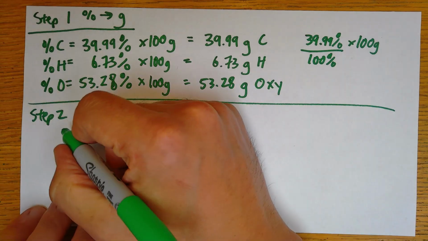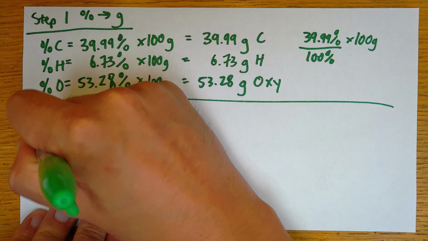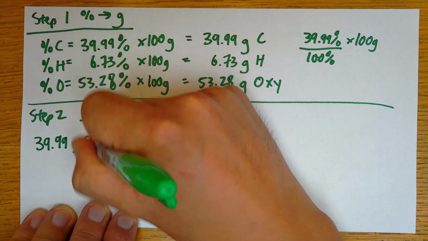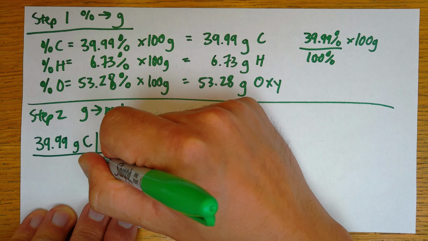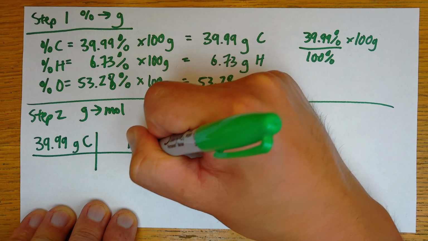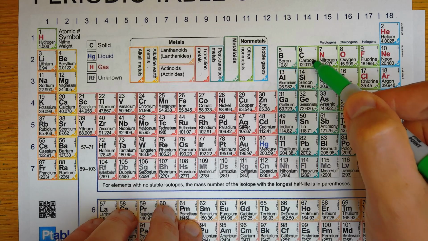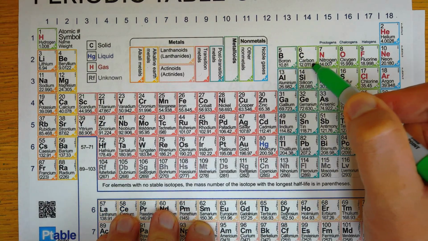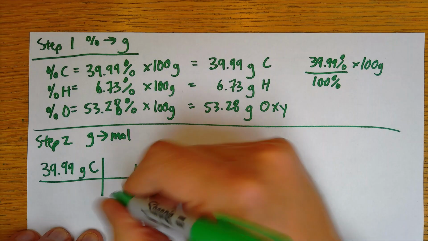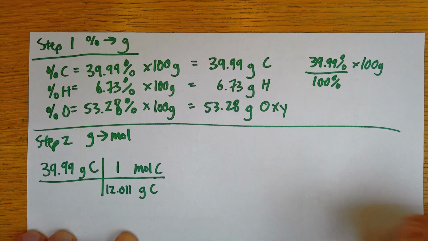All right, so let's get the moles. Let's see, 39.99 grams of carbon. And we'll do some dimensional analysis. We need grams of carbon at the bottom and moles of carbon at the top. So using a molar mass from the periodic table, we read this as 12.011 grams per 1 mole. So that means the 12.011 goes with the grams, and the 1 goes therefore at the top.